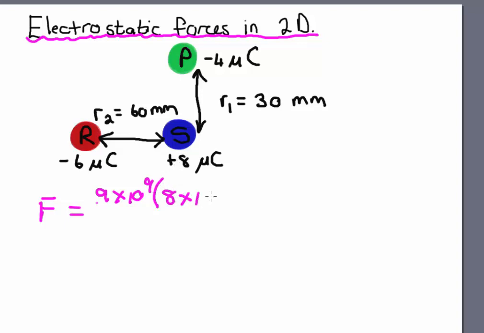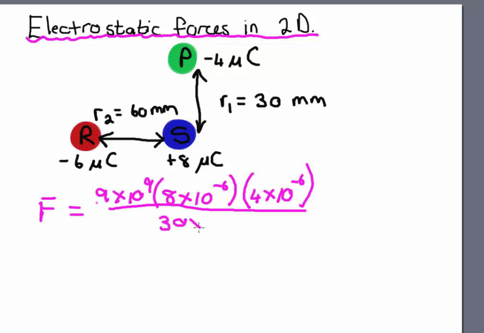8 times 10 to the power negative 6. And the charge on P is negative 4 microcoulomb, so that's 4 times 10 to the power negative 6. We divide that by the distance between the two squared, but remember it must be in meters. So it's going to be 30 millimeters. We convert this: 30 times 10 to the power negative 3. And very important here that you remember to square it.